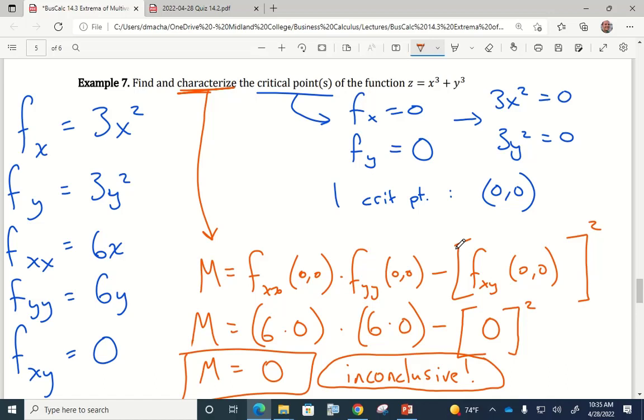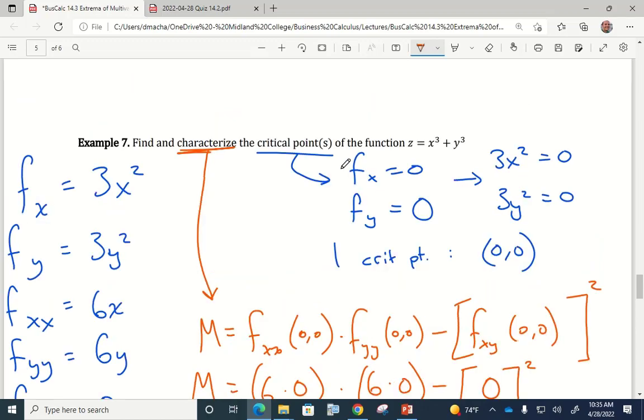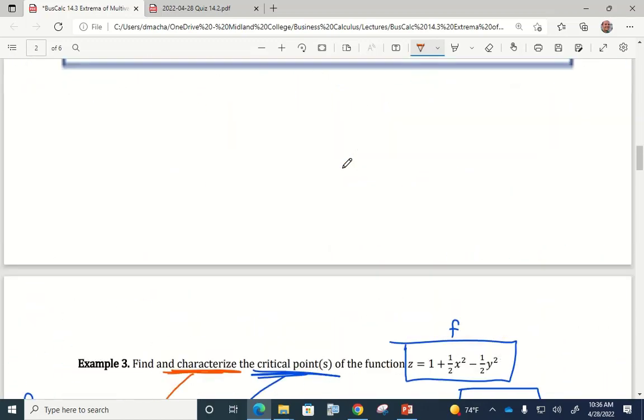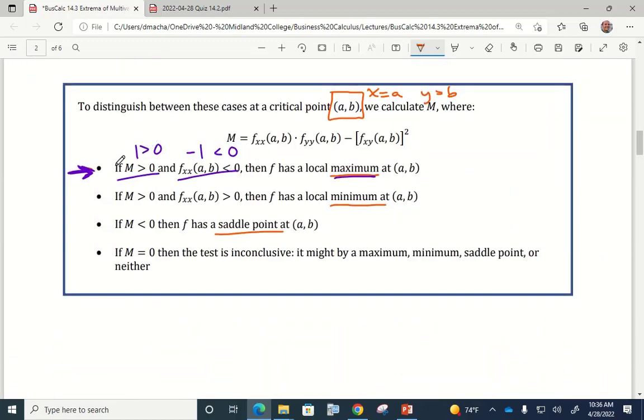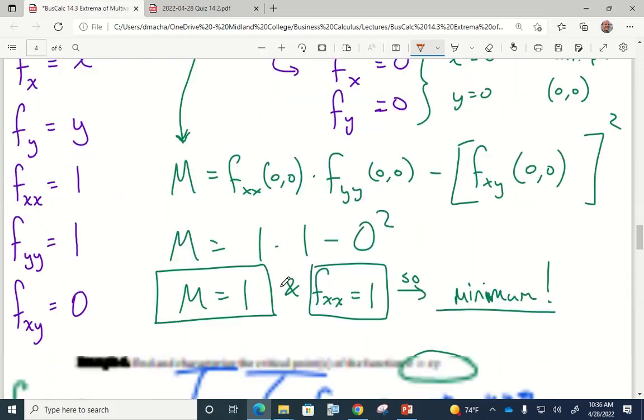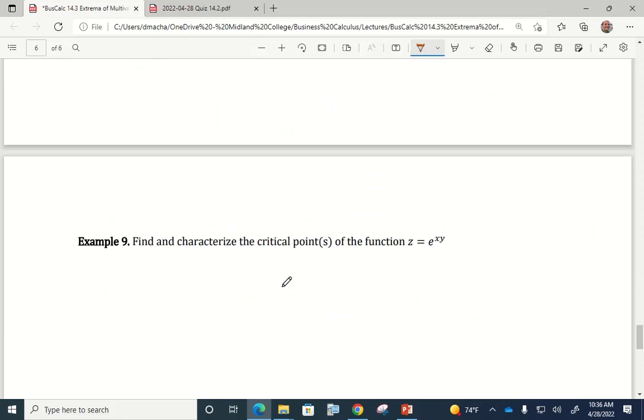So there's your example where m turns out to be 0. And so you've seen by now an example of all of the different ways that this m test could show up for a maximum, minimum, saddle point, or inconclusive. Still got a couple more examples to do.